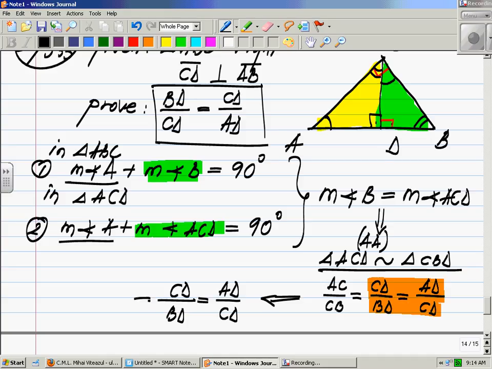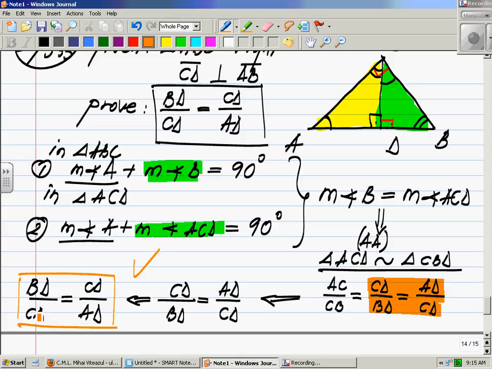But from this statement, knowing that if A over B equals C over D, then B over A equals D over C, I can write the same equality statement for their reciprocals. I can say that BD over CD is the same as CD over AD, and we are done. Because we were supposed to prove that, and we did. BD over CD equals CD over AD. And that's how you solve this problem.